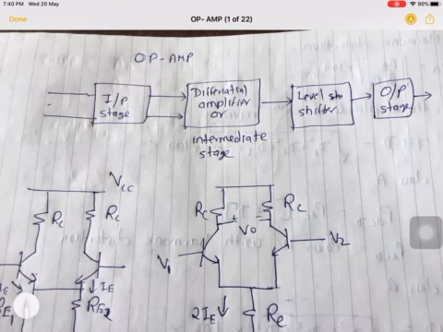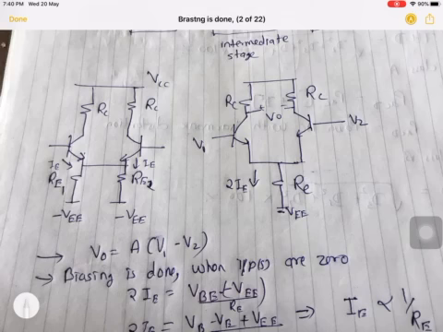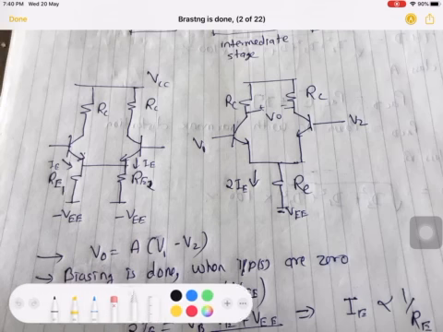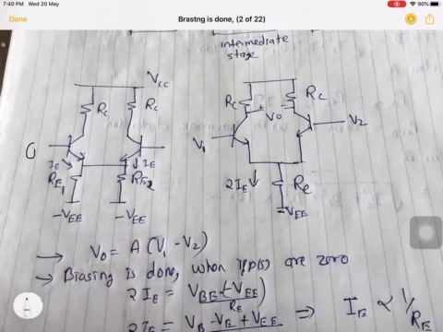Now, what is the circuit of differential amplifier? Let me go to the next slide. This is the circuit of differential amplifier. This is one transistor, we can say Q1. This is Q1. This transistor is Q2.